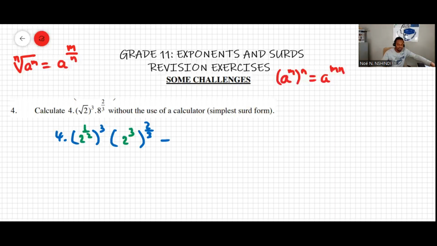Now this will be equal to, okay, 4 also can be written as 2 squared. So 2 squared. Now let's first simplify. We can simplify this 3 with that 3, and then this will be 2 to the power of 2 multiplied by 2 to the power of 3 over 2 multiplied by 2 to the power of 2. Okay. Now that we have the same bases, we can just add exponents. We can just write 2 to the power of 2 plus 3 over 2 plus 2.